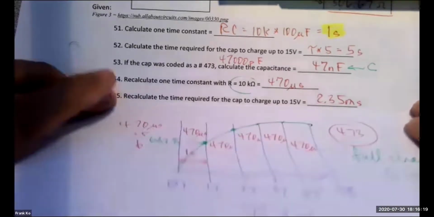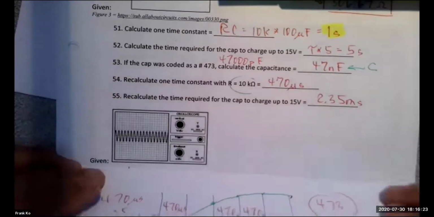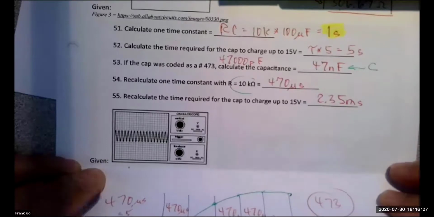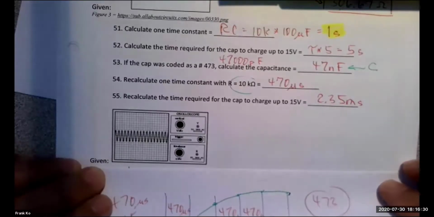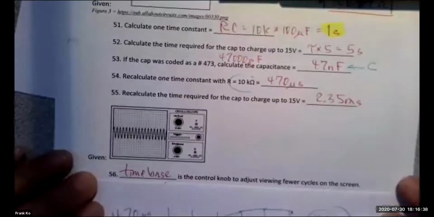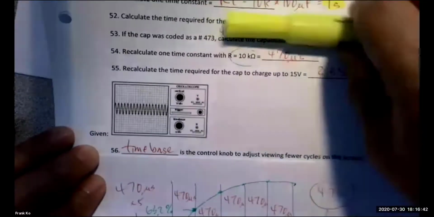Okay, next question, number 56, asks you, what is the control that you would use to have fewer cycles displayed on the screen? And that question would go to Tony. What do you have? Time base. Time base is correct for number 56.